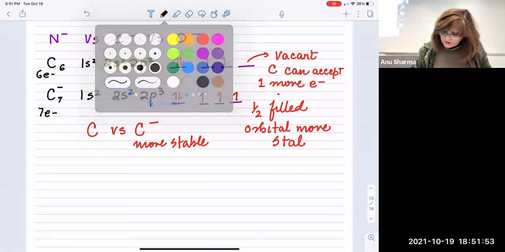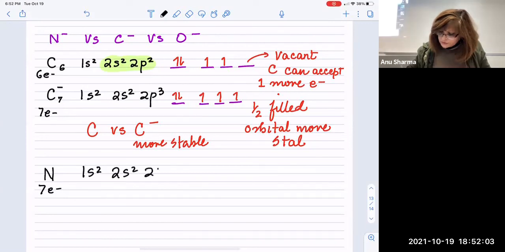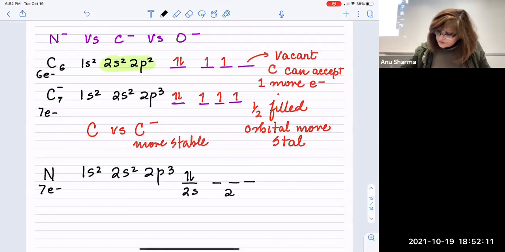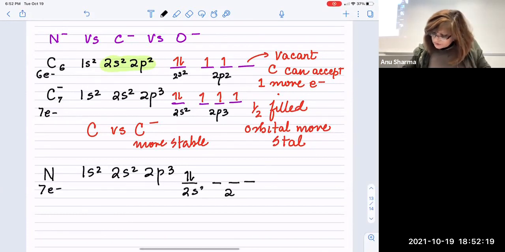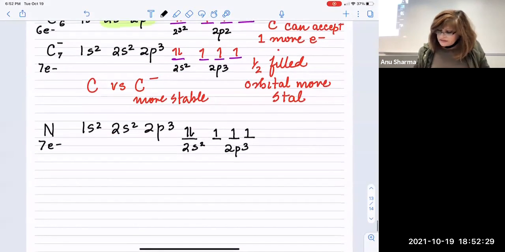Okay, then let's look at nitrogen. Nitrogen has 7 electrons, so it looks like 1s2, 2s2, and 2p3. So it's already stable. You see that this is the 2s2, and these are the 3. So 1, 2, and 3. All right, it's already half filled, so this is going to be good.